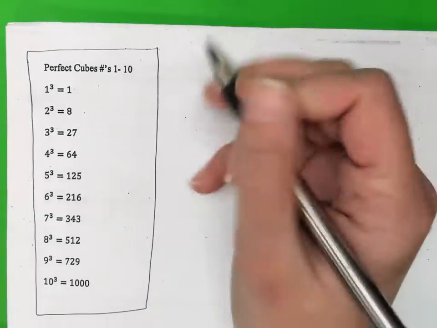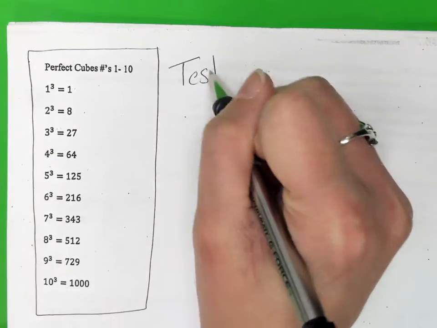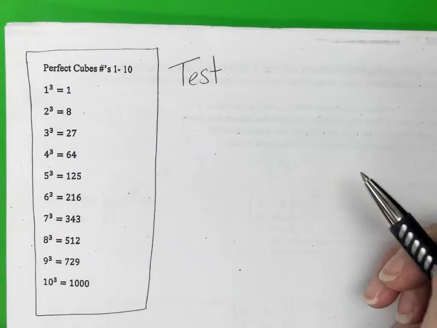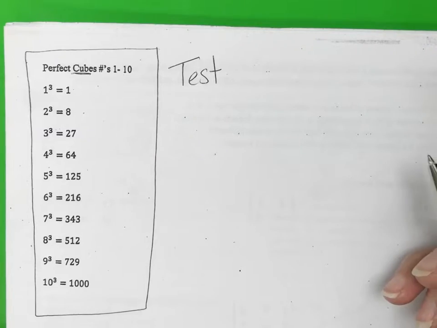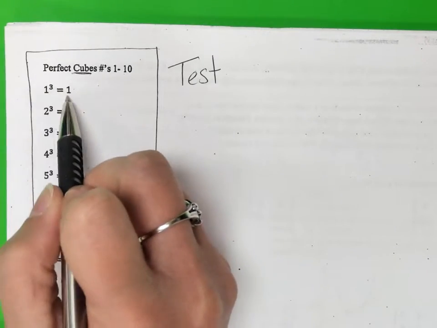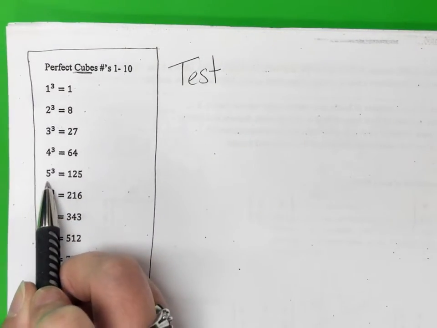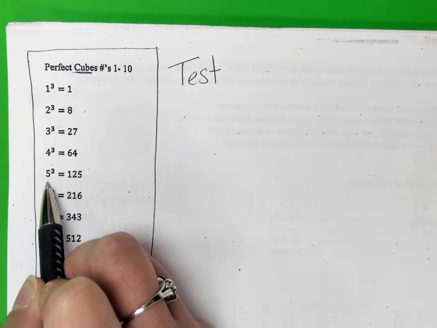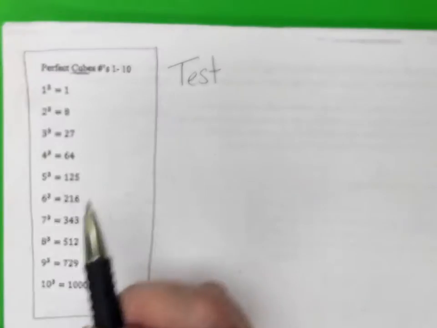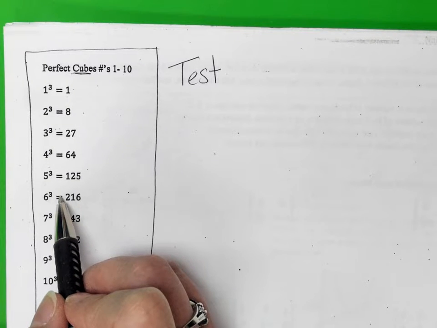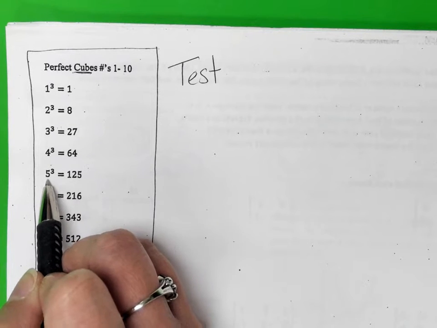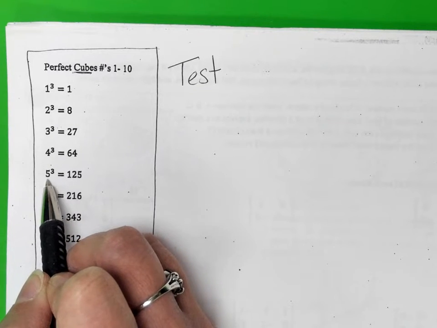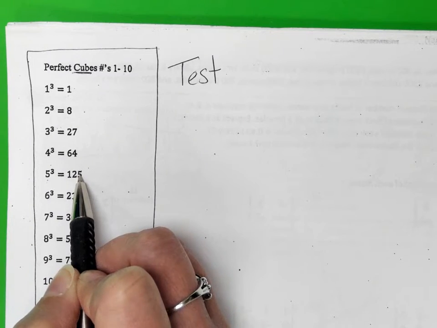You've got a perfect cubes test coming up soon, okay? You've got to know them. So, what's 1 cubed? 1. Cube means 3, that's what cube means. 1 times 1 times 1. All right, 5 cubed is 5 times 5 times 5, right? Which is 125. Y'all good?